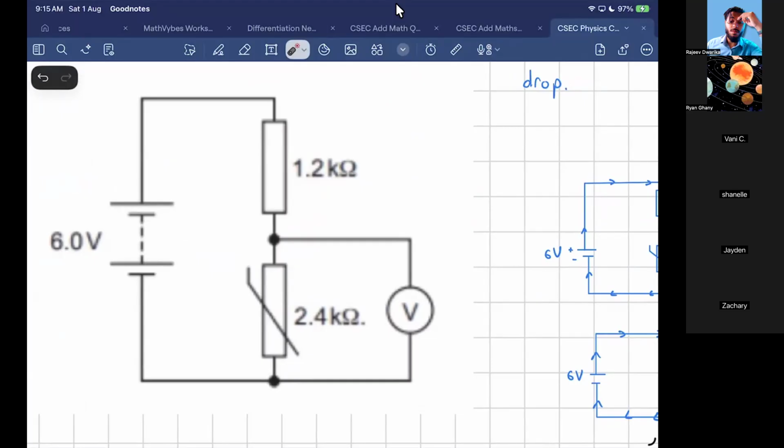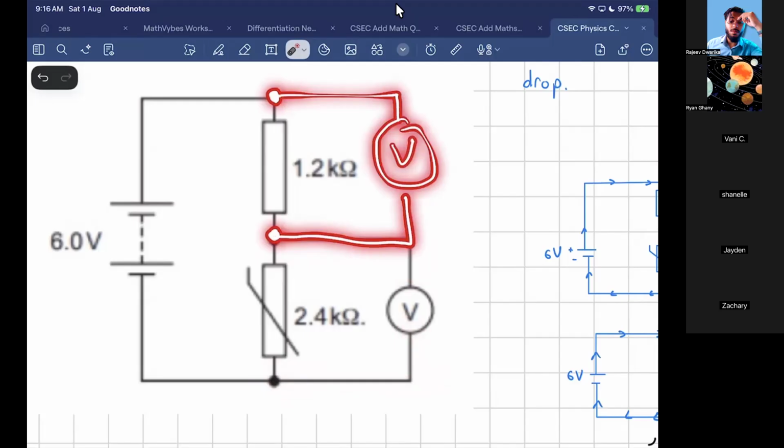Okay. So anytime measuring voltage in a circuit, the voltage is always taken in parallel to a component. Because why? The voltage measures the potential difference across 2 points. So if I wanted to measure the potential difference across the 1.2k resistor, it'd be like this. All you understand? Yes, sir.